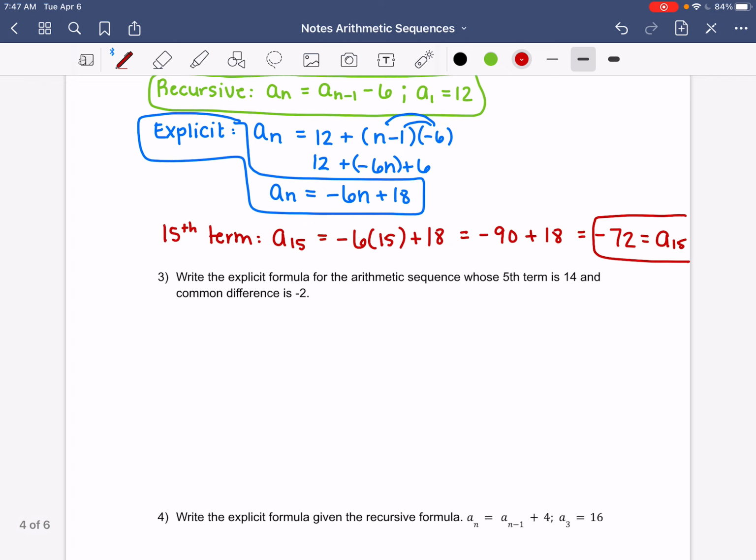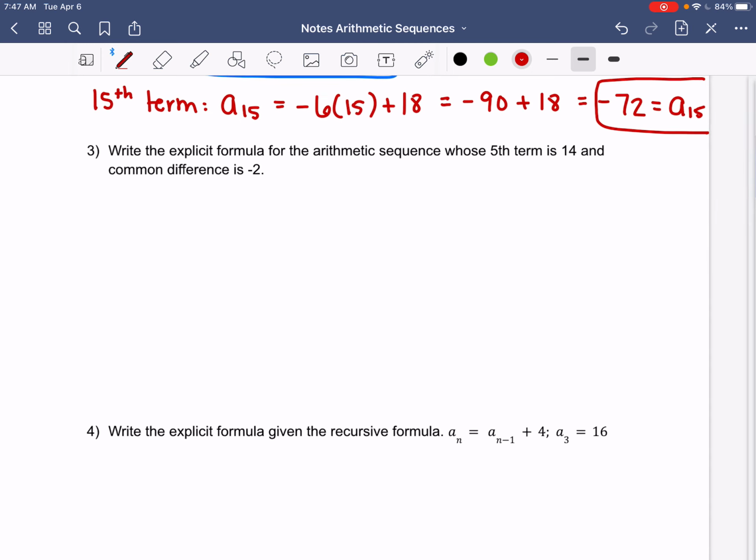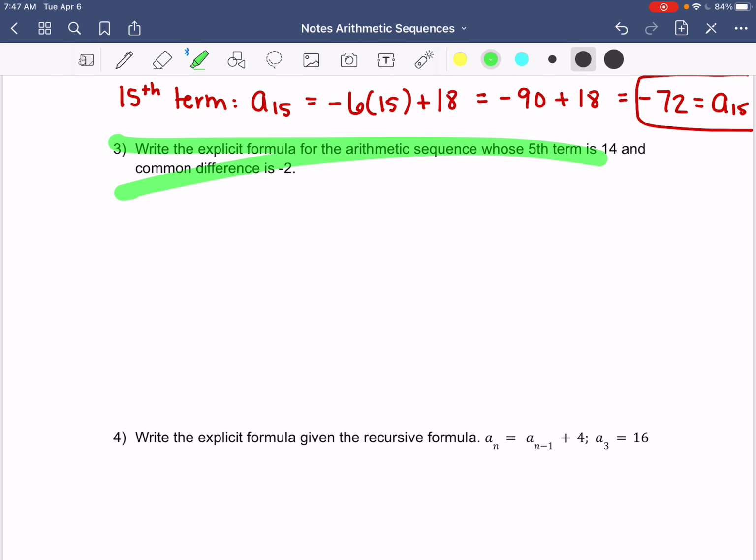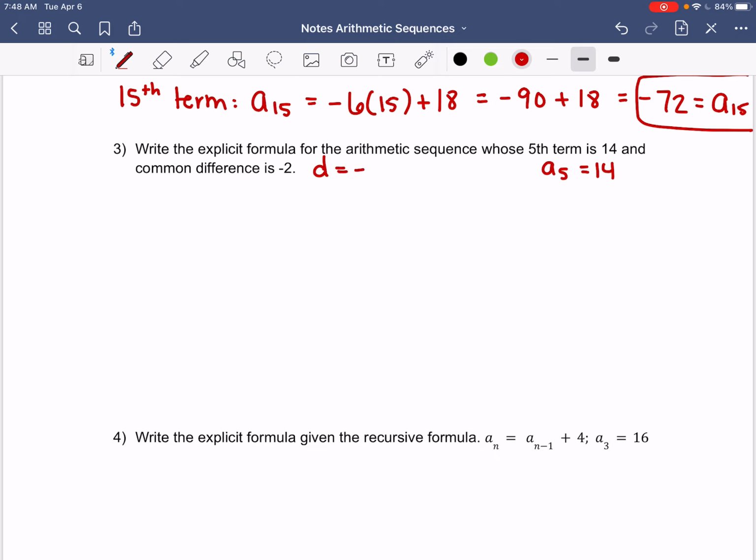All right, a couple more examples. Number 3, go ahead and make sure you write them down. It says write the explicit formula for the arithmetic sequence whose 5th term is 14 and common difference is negative 2. So a sub 5 is 14, that's the 5th term, and the common difference, d, is negative 2. All right, we want to write the explicit formula. So remember, I'll write it down again since we don't have it on this page. So a sub n equals a sub 1 plus n minus 1 times d.